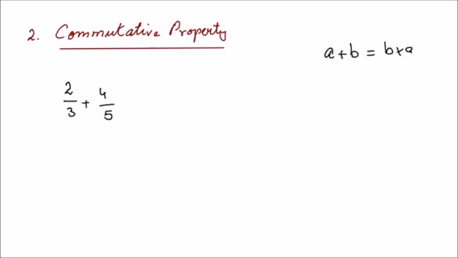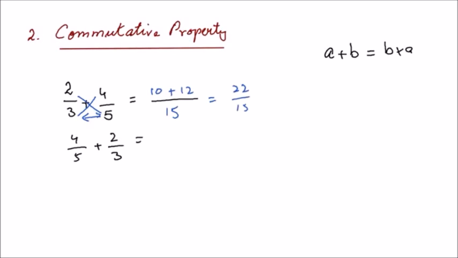Okay, we change the places: 4 by 5 and 2 by 3. Now again, we will add them. Because the denominators are different, 3 and 5, there is no common number between them. So use the same method, multiply these denominators and you will get LCM 15, and cross multiply these two numbers, 5 2s are 10 and 4 3s are 12. Now in the same way you will solve it and you will find that the answer is the same.